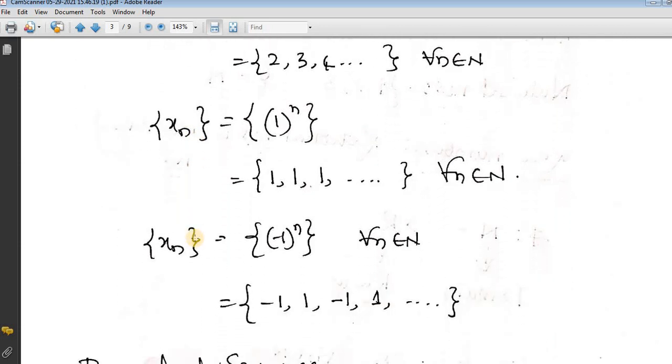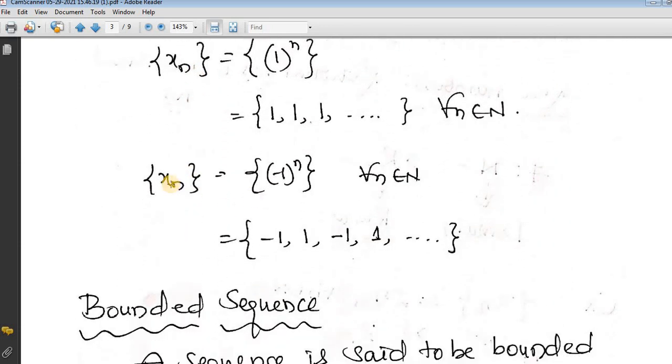Suppose this is another example, xn equals minus 1 to the power n. Substituting 1 gives minus 1, substituting 2 gives plus 1, substituting 3 gives minus 1, substituting 4 gives plus 1. So I am getting alternately plus 1, minus 1, plus 1, minus 1. Such sequences are called oscillatory sequences.